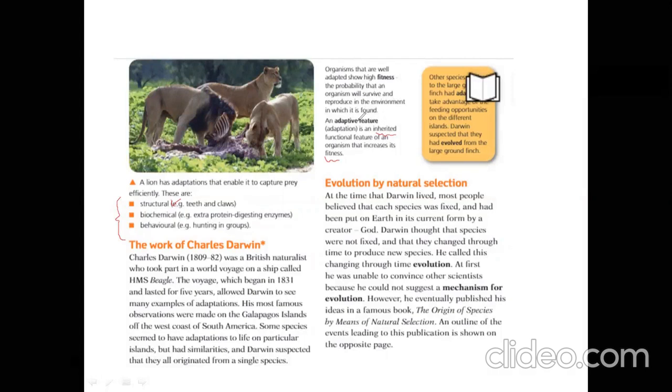You know, if they have an adaptive feature, that adaptive feature should help them to survive in the environment. And survival within the environment is actually fitness. The one that has more chances to survive in the environment is called what? More fit. It is not like the fitness that you are doing. Fitness means increasing your chances of survival. Is it clear?